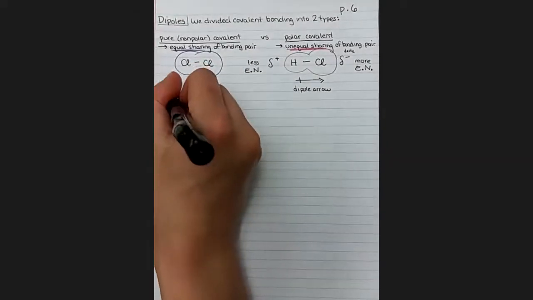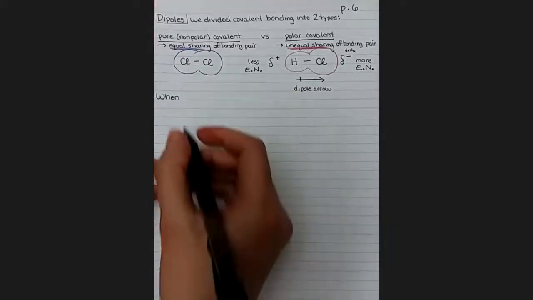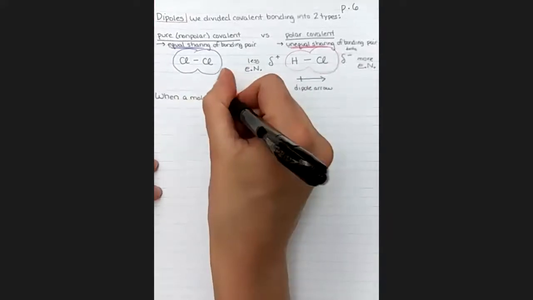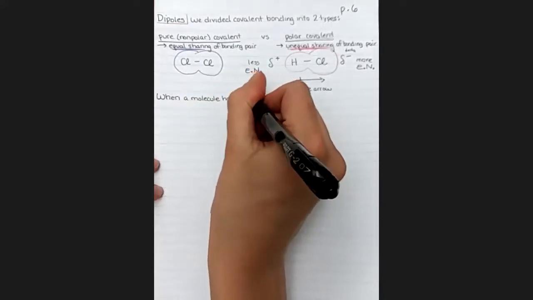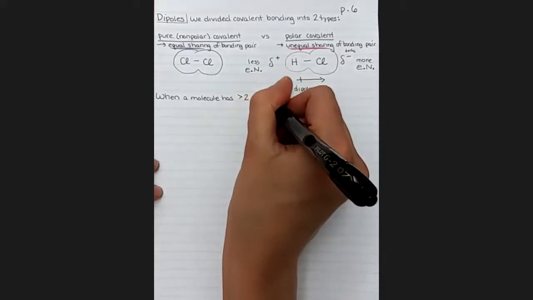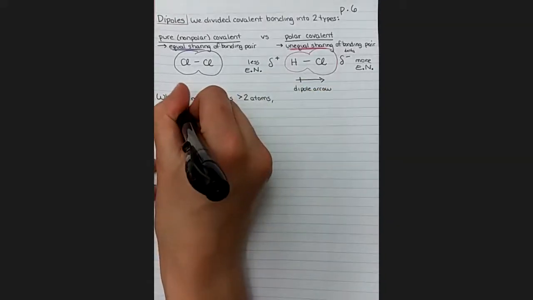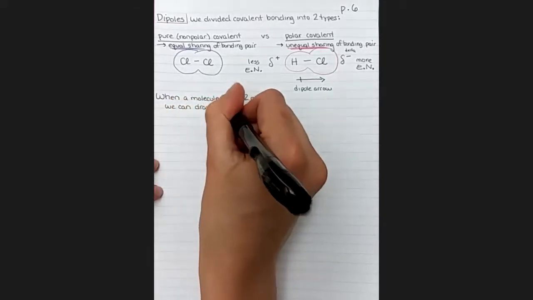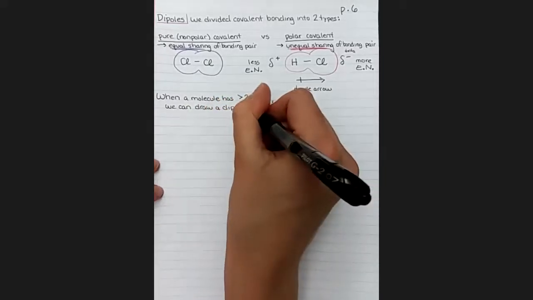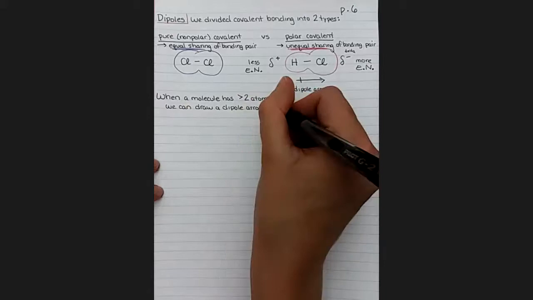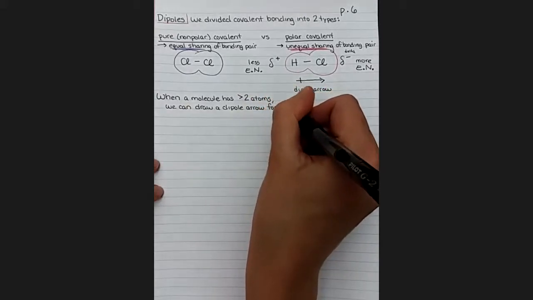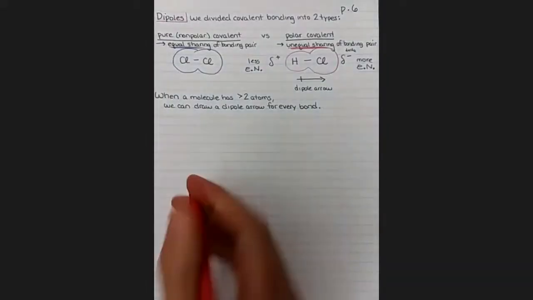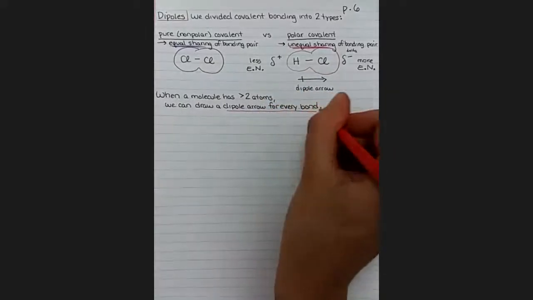And now we're talking about slightly larger molecules, and we need to take these arrows to the next level. So when we're talking about a molecule that has more than two atoms, we need to draw one dipole arrow for every bond in that molecule to be able to appreciate where the electrons in each of those bonds are located. So one dipole arrow for every bond.